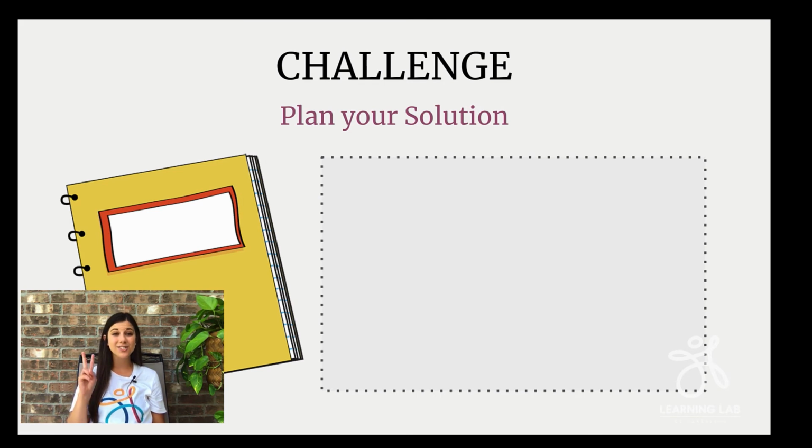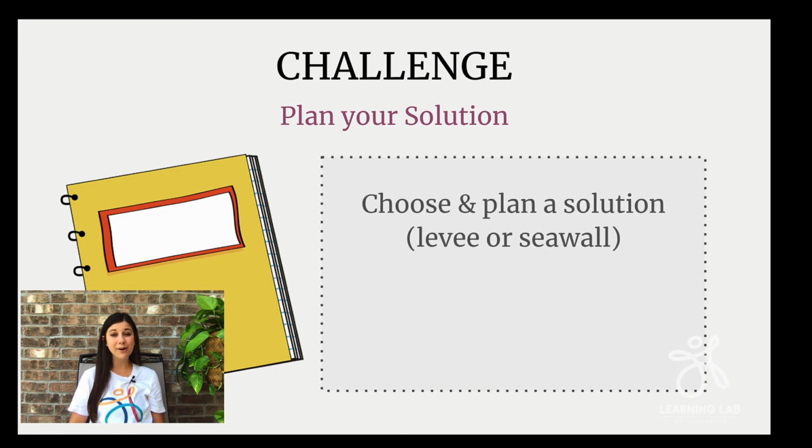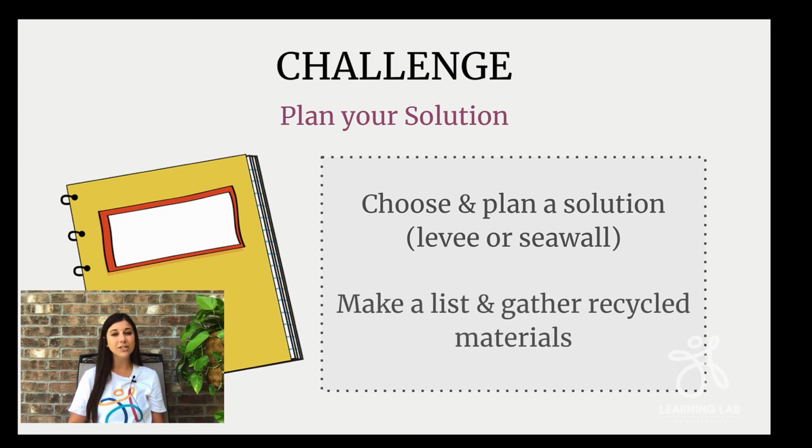Today, I leave you with 2 challenges. The first challenge is to choose a solution for your prototype and begin planning. Remember, you want to create either a levee or a seawall. You can plan your solution by drawing a model with labels, writing a description, creating a mind map, or drawing a storyboard. The second challenge is to look around your home for recycled materials that you can use when creating your prototype. Be sure that you ask an adult to make sure you're allowed to use those materials.